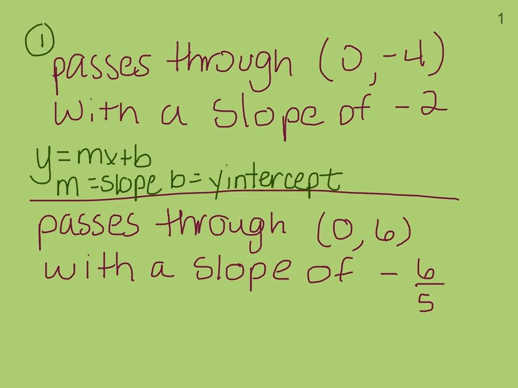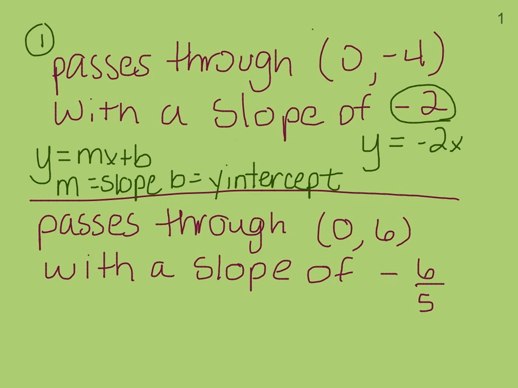It says it passes through the point (0, -4), and it has a slope of -2. So right away it tells us the slope. So if I were to write my equation in slope-intercept form, I would write y equals -2x, and then the second part, the plus b part, I need to think about what my y-intercept is. And remember, y-intercept is where your line crosses the y-axis. And anytime your line crosses the y-axis, that is your y-intercept.